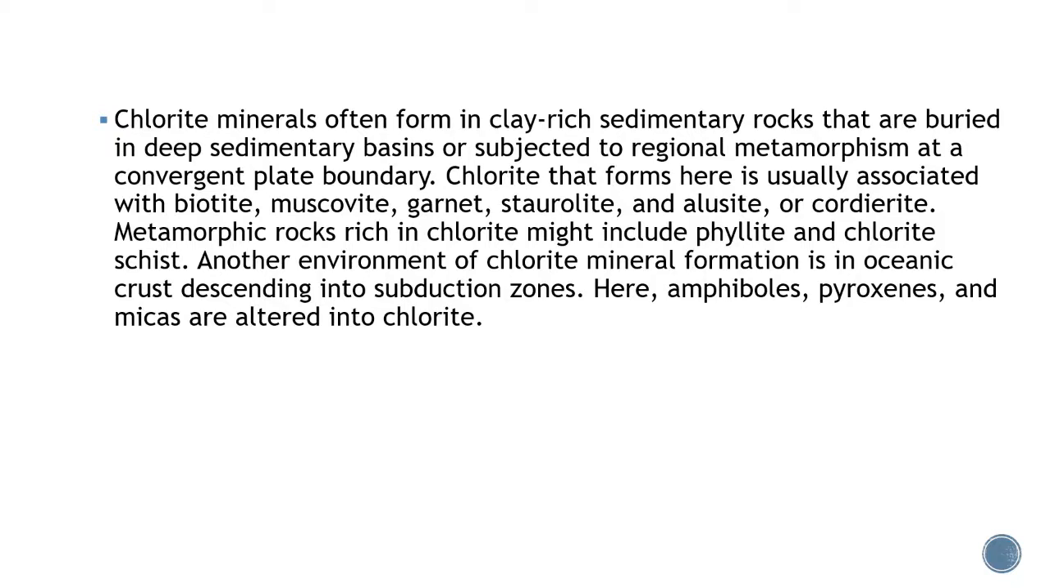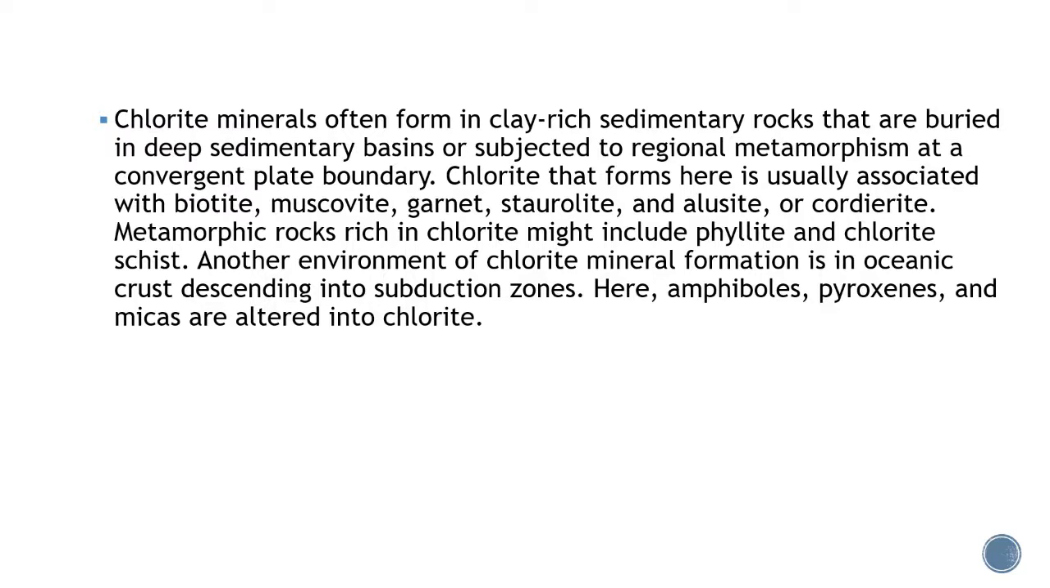Chlorite minerals often form in clay-rich sedimentary rocks that are buried in deep sedimentary basins or subjected to regional metamorphism at a convergent plate boundary. Chlorite that forms here is usually associated with biotite, muscovite, garnet, staurolite, and andalusite, or cordierite. Metamorphic rocks rich in chlorite might include phyllite and chlorite schist.